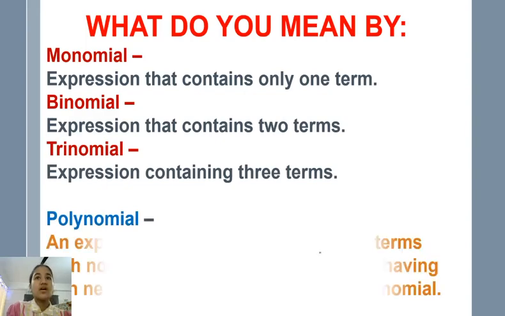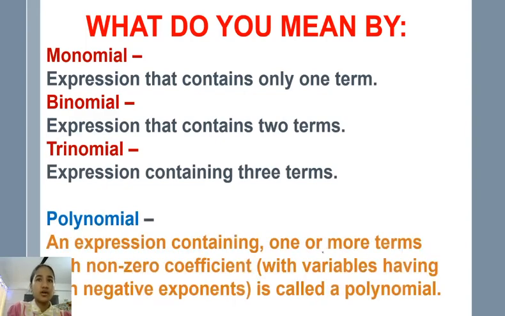Polynomial: an expression containing one or more terms with non-zero coefficients, with variables having non-negative exponents, is called a polynomial. Let me give you an example. 7x squared. This is an expression, but it's a monomial expression. Then binomial: 8x cubed plus 3x.